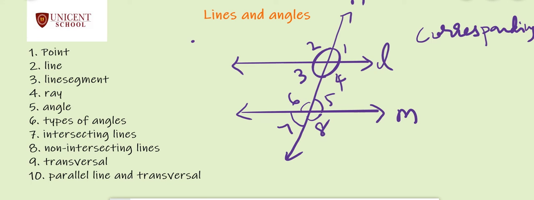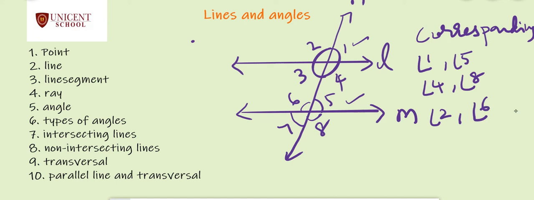So corresponding angles: angle 1 and angle 5 are corresponding, and angle 4 and angle 8. That means the two angles which lie above the two parallel lines taken, or below, are called corresponding. This is one pair, and the second pair; and third we have angle 2 and angle 6, and angle 3 and angle 7. So these four are the corresponding angles, and the relation is they are always equal. The corresponding angles are equal.